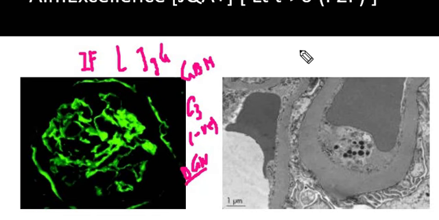And on the right hand side, we are showing you the electron microscopic finding, where you are seeing diffuse thickening of GBM, the glomerular basement membrane, without immune type deposits that you are finding out here.